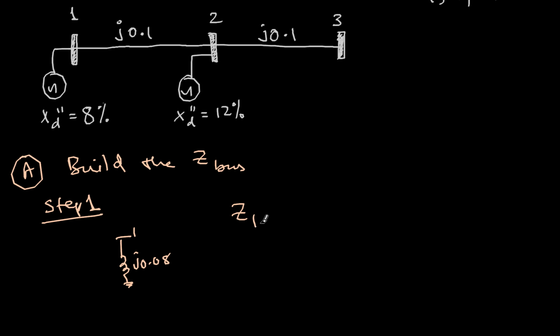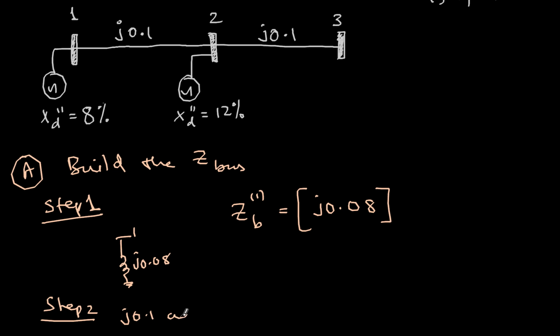So what will be my Z bus? The first step is nothing but j0.08. So from reference I am adding to bus 1. Now from bus 1, I'll connect a line to bus 2. So that will be my step 2. So j0.1 added between 1 and 2.